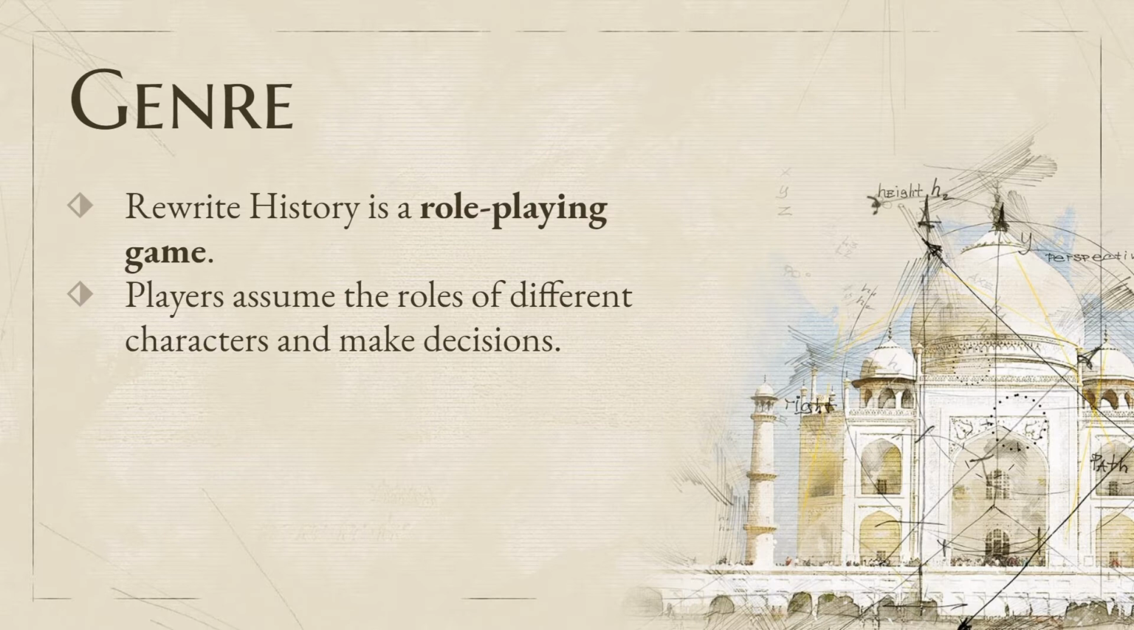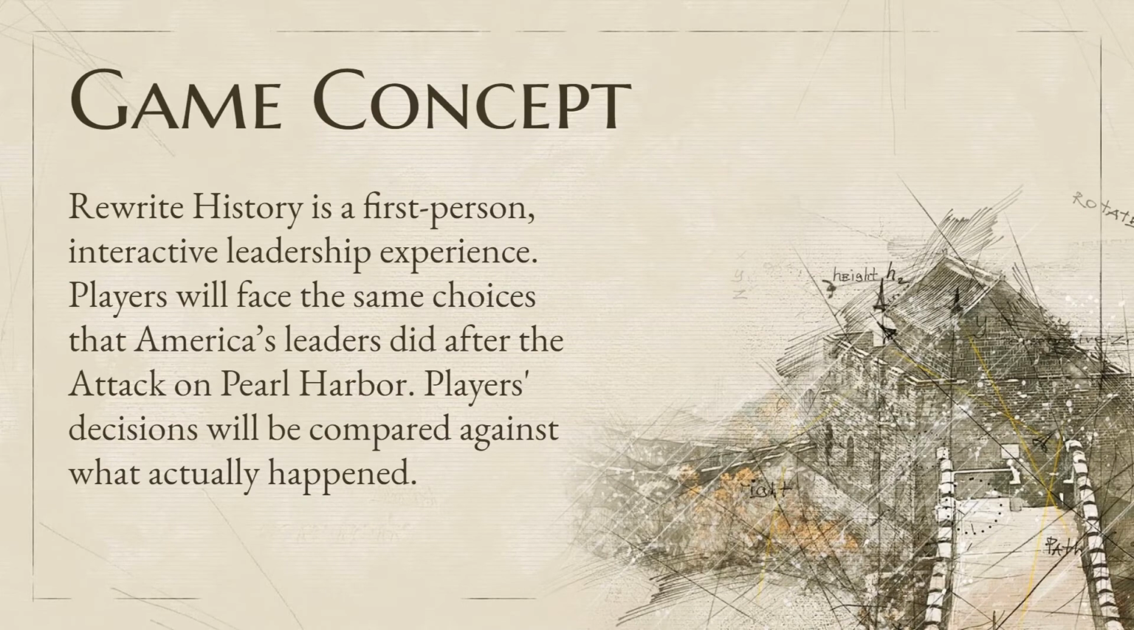For example, players will become historical figures such as President Franklin Roosevelt and Lieutenant General John DeWitt. Rewrite History is a first-person interactive leadership experience that puts the players into the shoes of historical figures. Players will face the same choices that America's leaders did after the attack on Pearl Harbor. However, they are free to rewrite history by making their own choices. Players' decisions will be compared against the reality of what actually happened so that players can reflect on their choices.